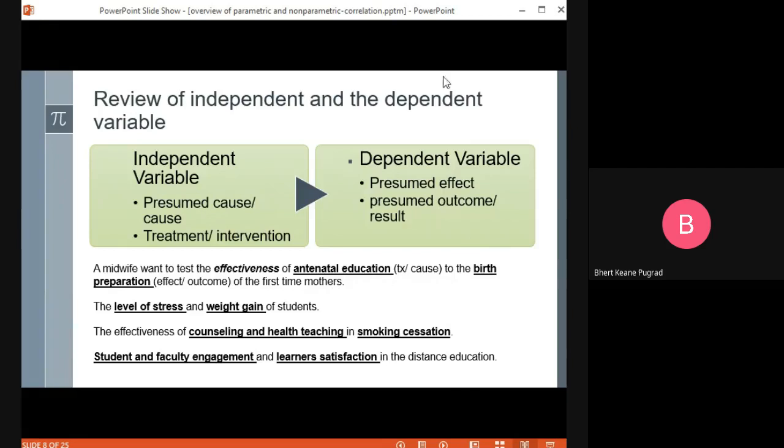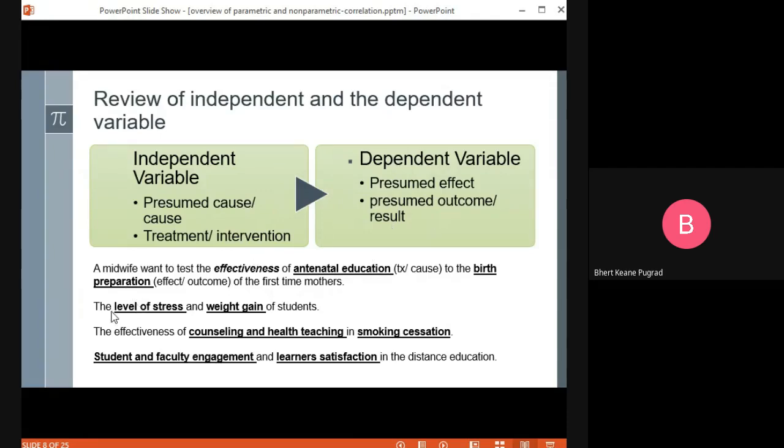This is the treatment. This is the presumed cause, and the effect would be the birth preparation of first-time mothers. And the treatment is your independent variable, and your birth preparation or the birth outcome, the level of birth preparation, is the dependent variable because we presume that antenatal education affects the birth preparation.